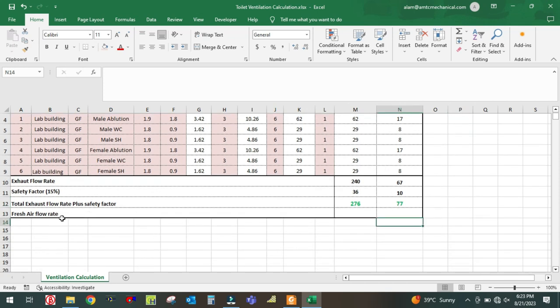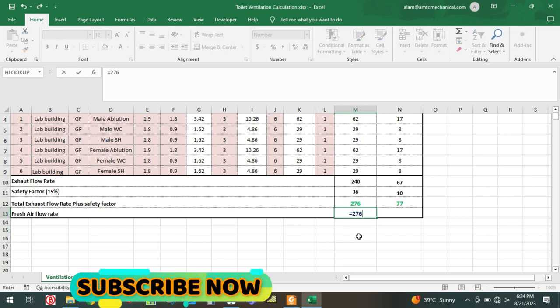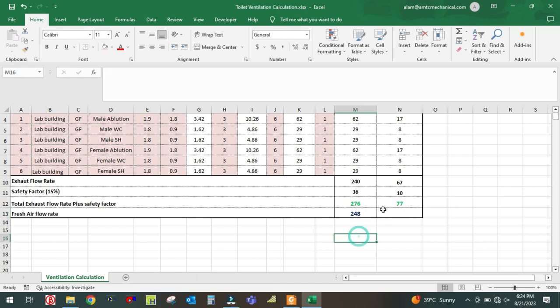And fresh air flow is 90% of exhaust air, because negative pressure is required. So you can simply multiply 276 into 0.9, you will get 240 again here. And 77 into 0.9, so 69 liter per second fresh air.